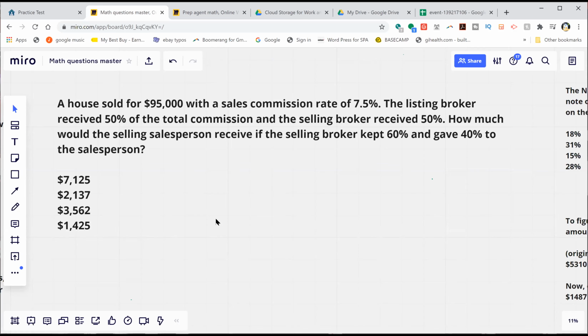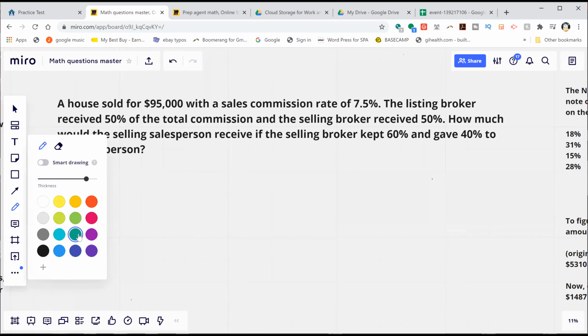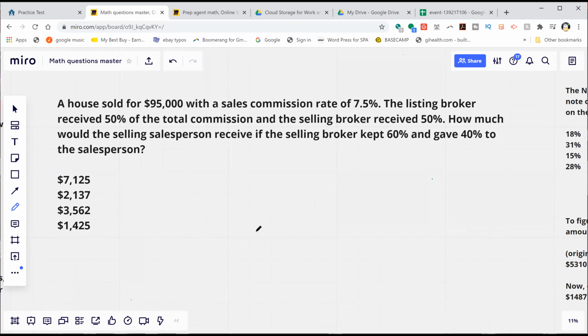What are they asking us for? What do you think, guys? Don't do math yet. What the selling broker will get? Is that what they're asking for? So follow me on this one. I think they're asking for what the selling salesperson would get. And understand that they're two different people.